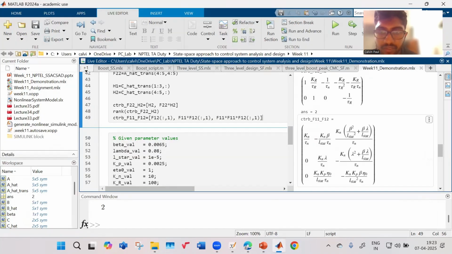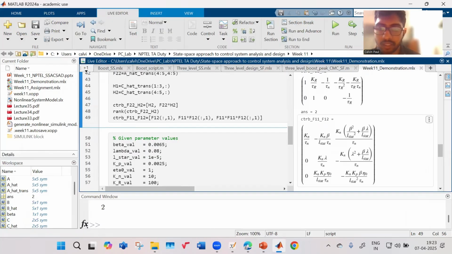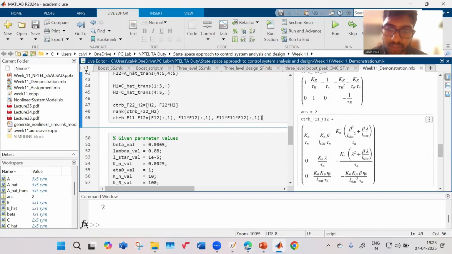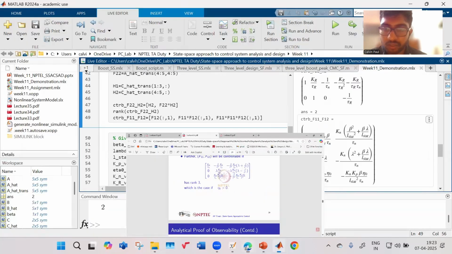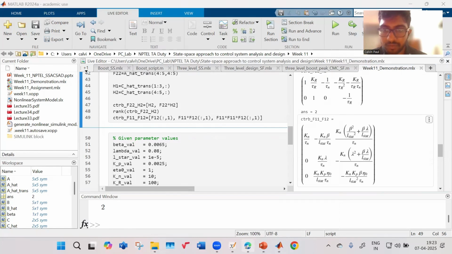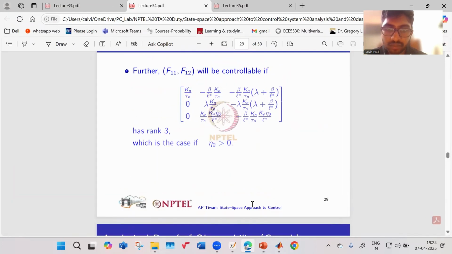This is minus Kn into lambda square tau n plus beta into lambda upon L star into tau n. And 0, Kn Kp K tau n of tau n L star minus Kn Kp beta naught into beta into L star square upon tau n. Okay. What has gone wrong is this minus sign is not there.